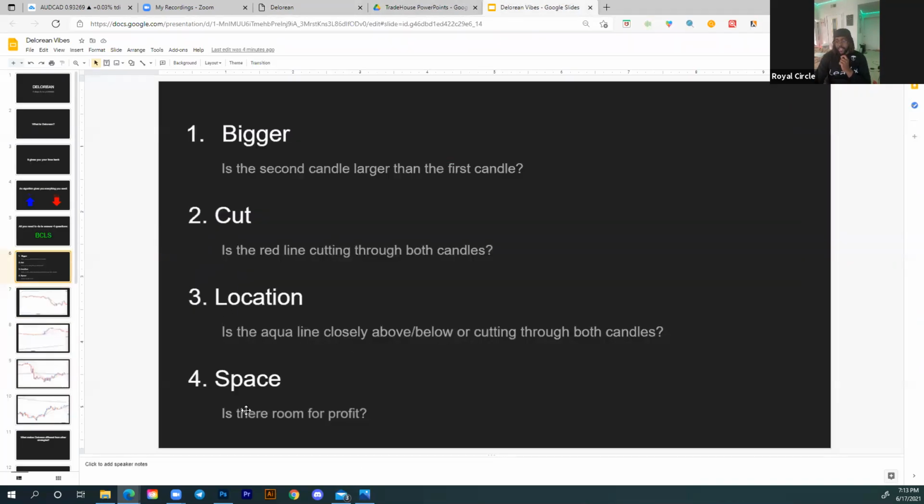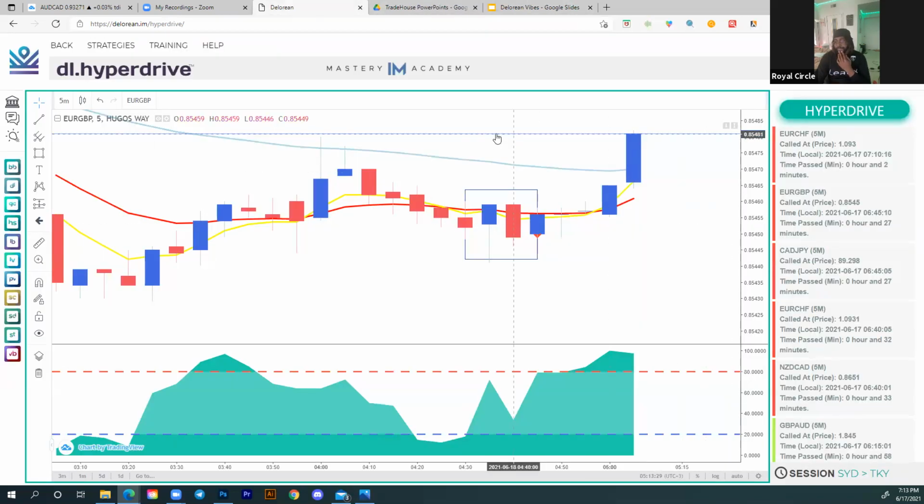Is the aqua line and is there room for profit. So this example here. This is why it's important to understand pips at the end of the day, whether you're doing HFX or FRX. The closer the aqua line is to the candles, the better the trade is. That is my tip. The closer the aqua line is to the 2 candles, the better the trade is, right?